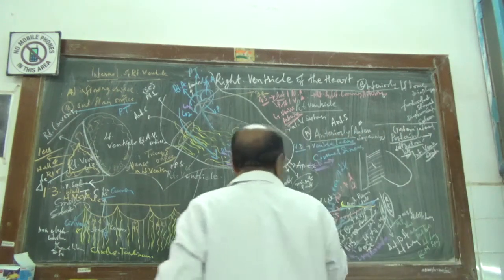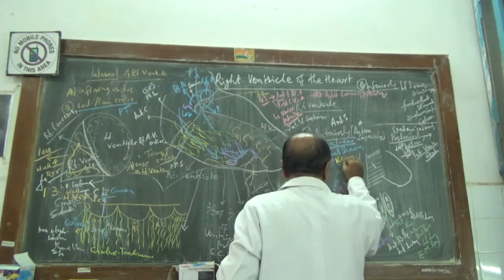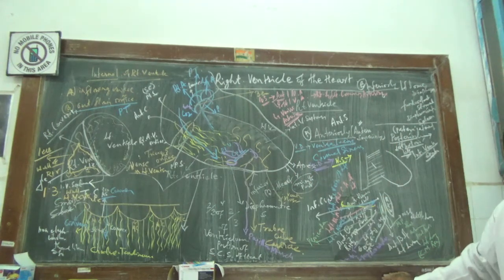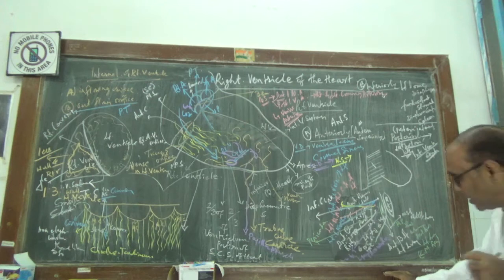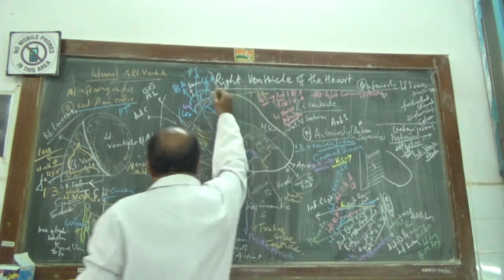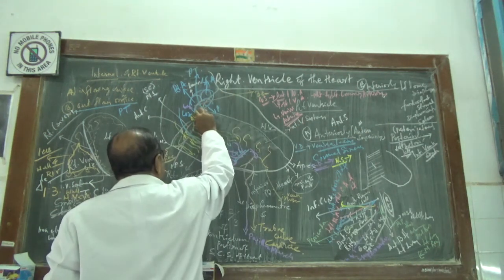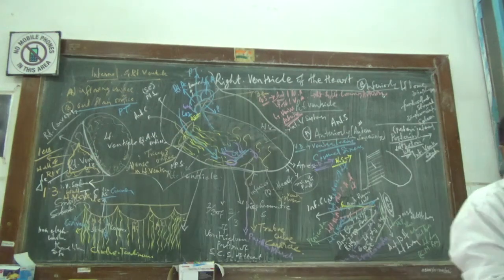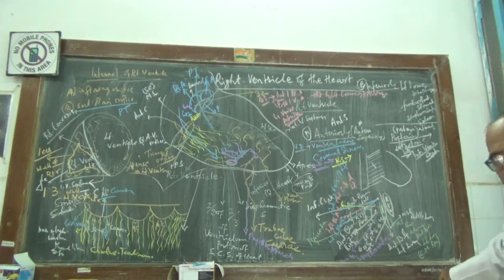Now nerve supply for the right ventricle. It is by the superficial and deep cardiac plexuses and the AV node. These AV nodes are there all along the entire circumference of the tricuspid orifice as well as the interventricular septum.